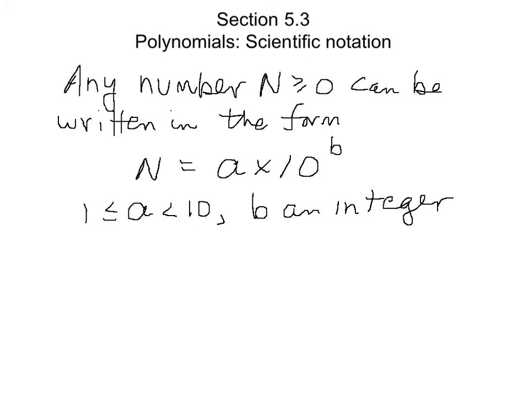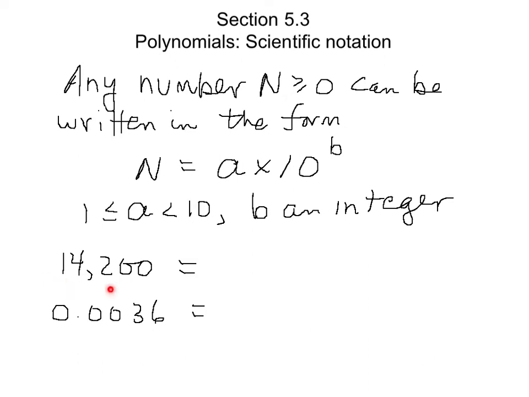So the result here is that if you have any number n which is greater than or equal to 0, it can be written in this form: a times 10 to the b, where a is some number greater than or equal to 1 and less than 10, and b is any integer. Could be positive, could be negative, could be 0. Remember, 10 to the 0 would be 1. Alright, so let's look at a few examples here.